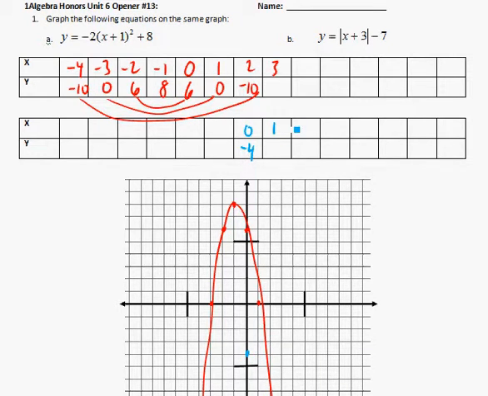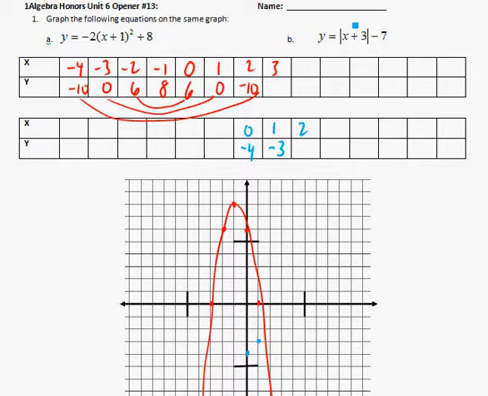I'll put in 1 and 2 next. 1 plus 3 is 4. The absolute value of 4 is 4. And 4 minus 7 is negative 3. 1 comma negative 3 is here.